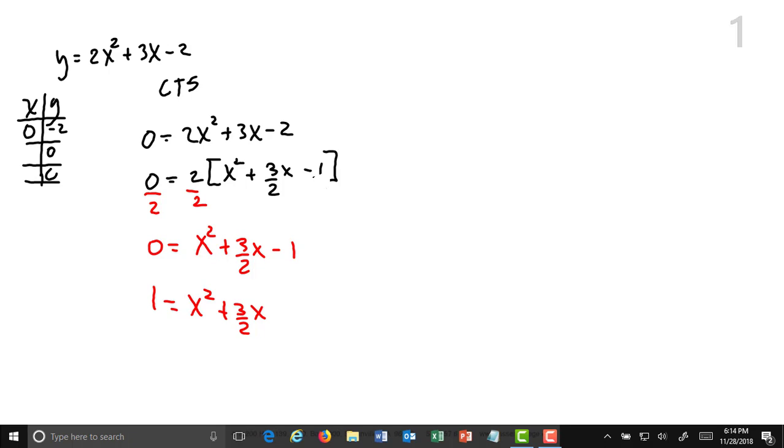You divide by 2. Don't multiply by 2. You divide that by 2. Can somebody tell me what 3/2 divided by 2 is? What's half of 3/2? What is it? 3/4. How does she get that?